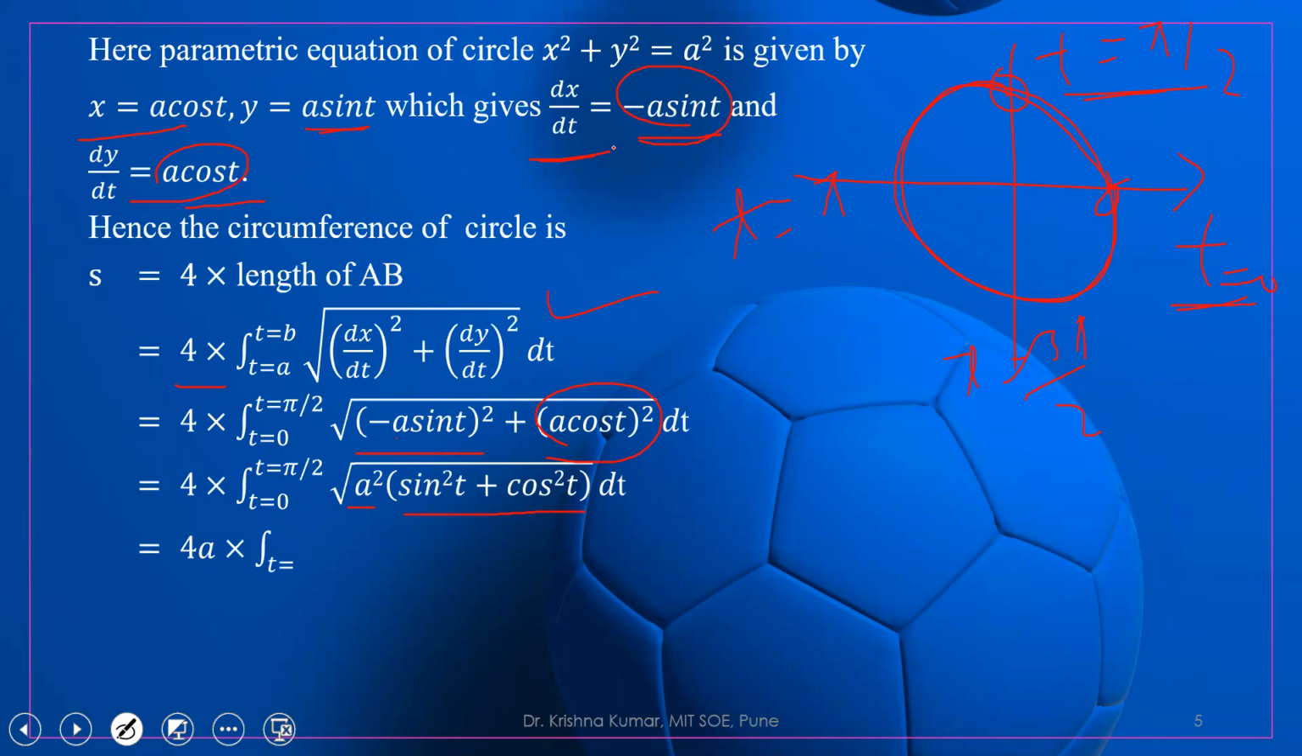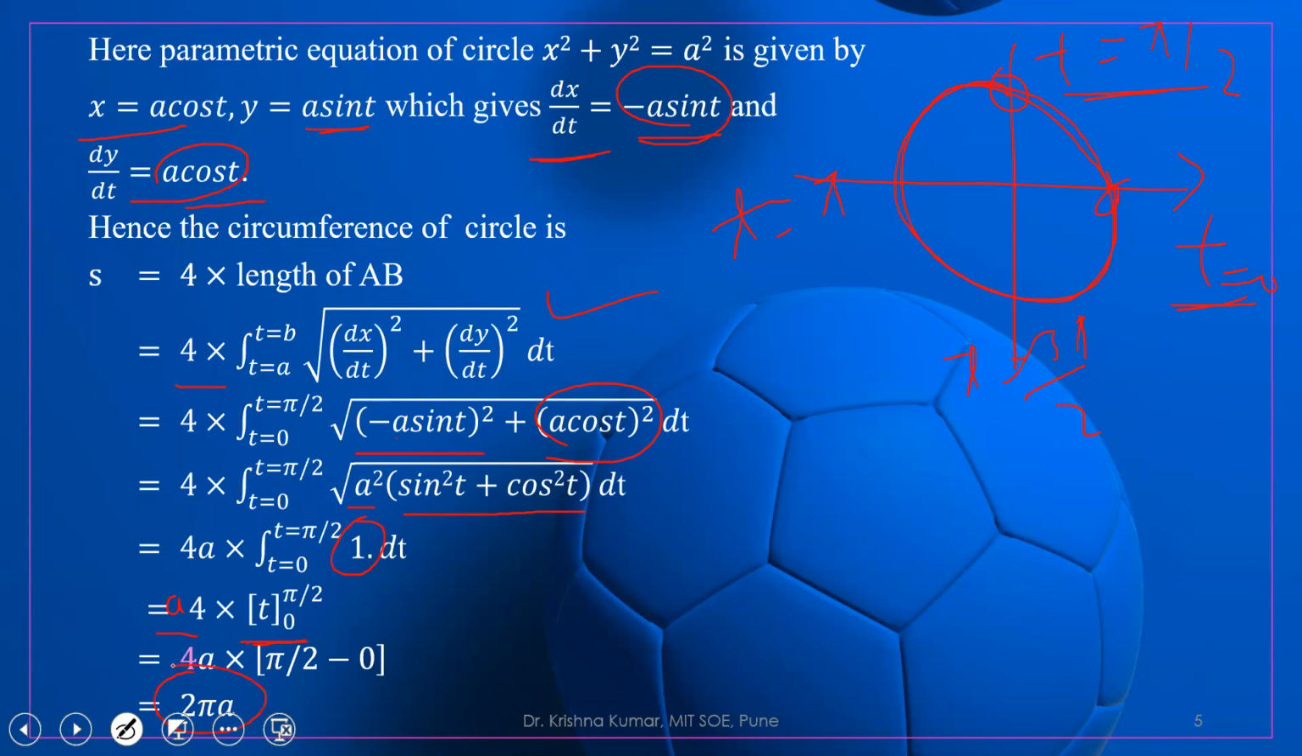So we are getting 4a into the integration under the limit 0 to pi by 2 of 1 into dt. So what is the integration of 1 with respect to t? Only t. So 4 times a, which is present over here, 4a into t from 0 to pi by 2. So 4a into (pi by 2 minus 0). Again 2 will cancel, and we are getting 2 pi a.